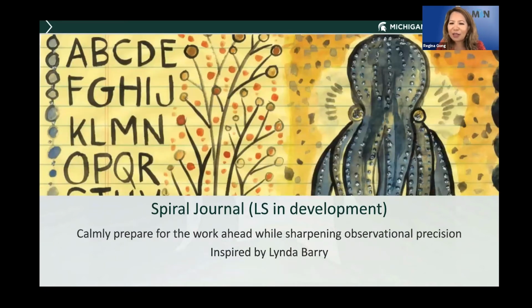Oh, and I forgot, I think Autumn is here. Autumn Caines also plays a big role in Equity Unbound. Shout out to Autumn Caines, who is in this room as well. Yeah, so Spiral Journal is also one of the activities that we did within the learning community.